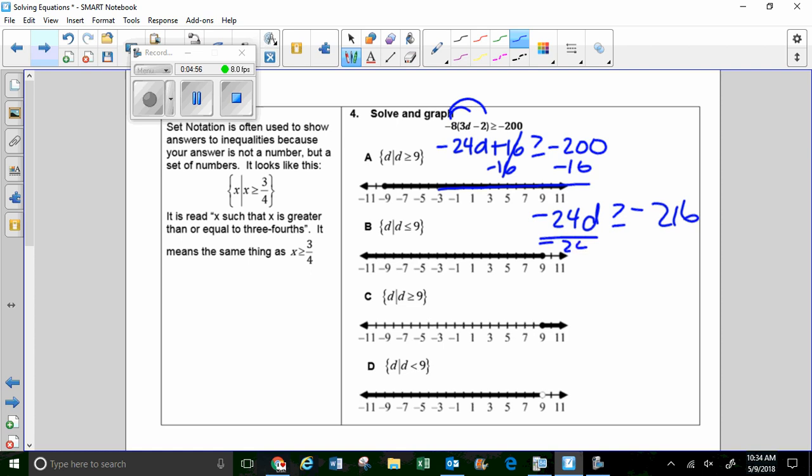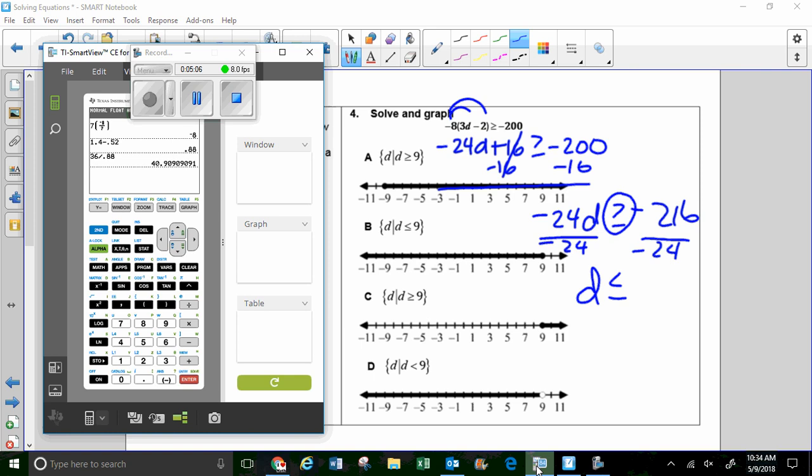Divide both sides by negative 24, and you'll end up with less than or equal to, you gotta flip your sign. We divided by a negative, and negative 216 divided by negative 24. And I know the negatives cancel, that's why I left them off. So you'll end up with e is less than or equal to 9. So that means that it's going to be a closed circle, arrow pointing to the left. So that will be option B.